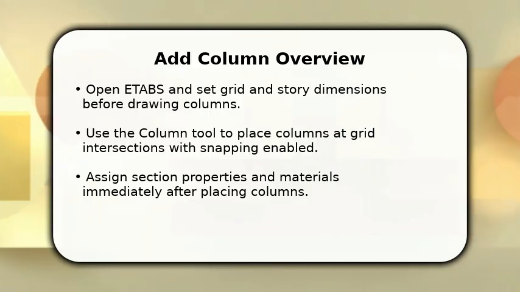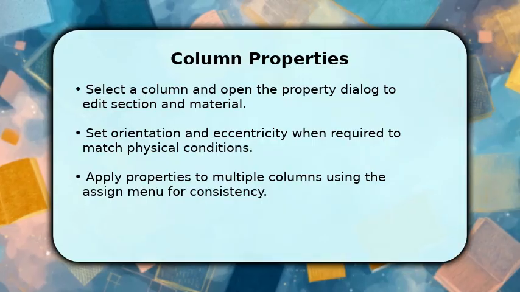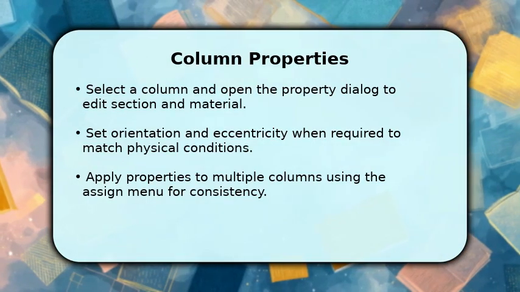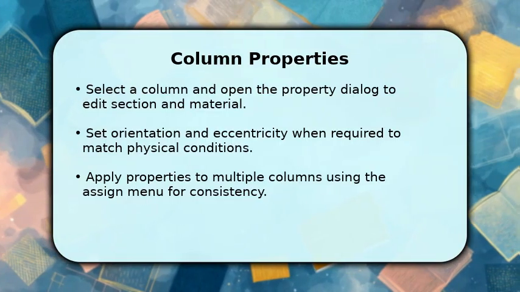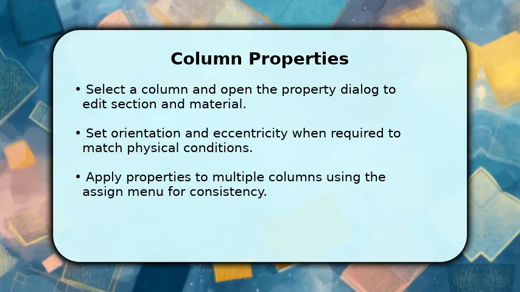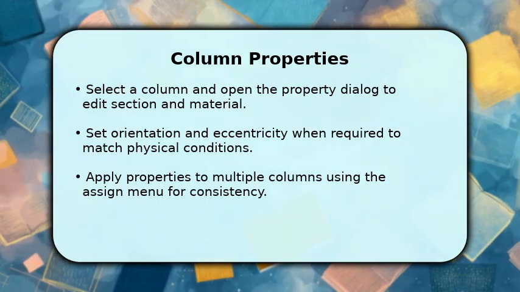Save the model frequently, and run a quick analysis to detect any connectivity issues early. Adjusting column properties ensures correct analysis and design. Select a column, open the property dialog, set section, material, orientation, and eccentricity, then apply to similar elements using assign menus.